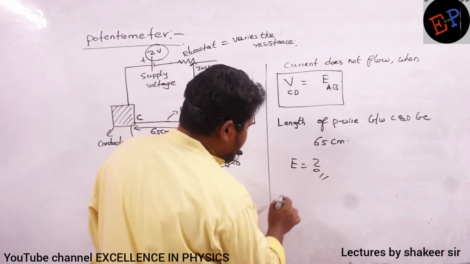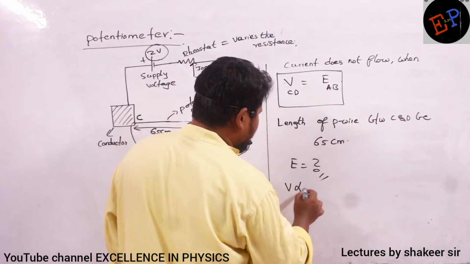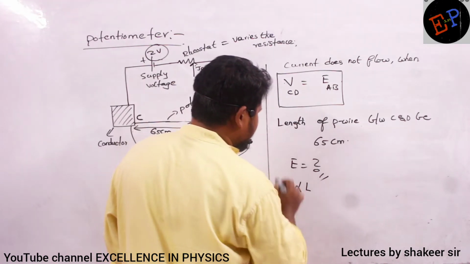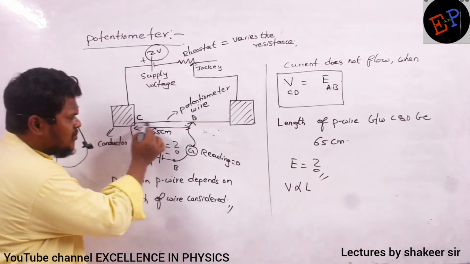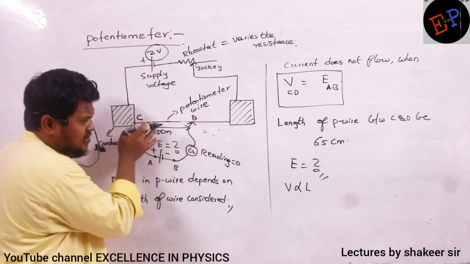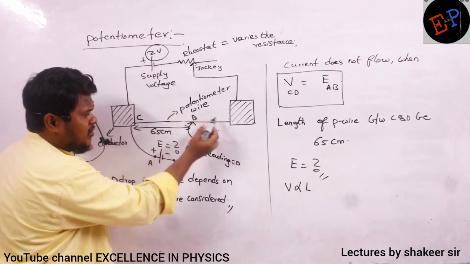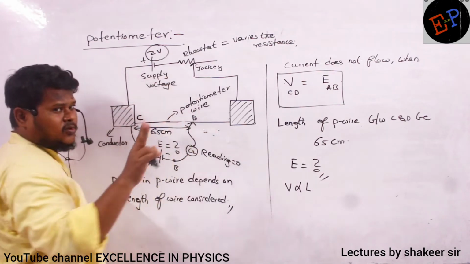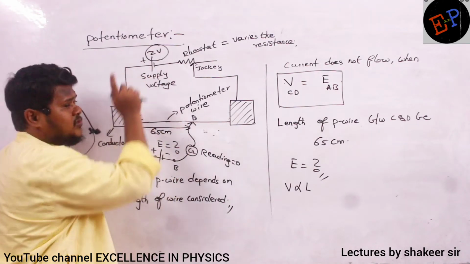One point which I can say is, already we have written one point, no? Potential drop is directly proportional to length. This point already we have written. Potential drop in this potentiometer wire is directly proportional to length, because as length increases, the potential drop also increases. Because in total 1 meter, what is the potential drop? 2 volts. In total 1 meter of wire, potential drop is 2 volts.